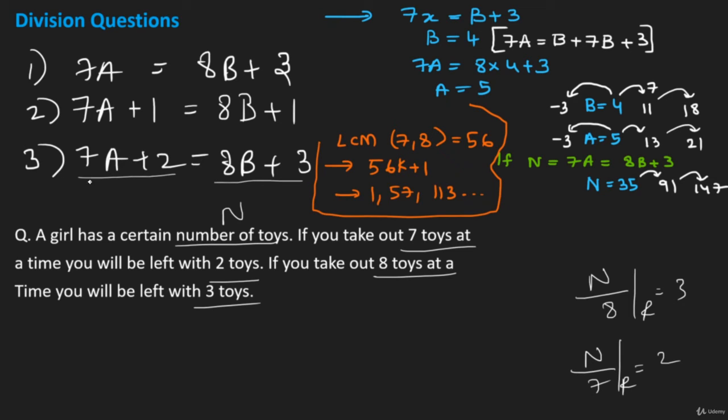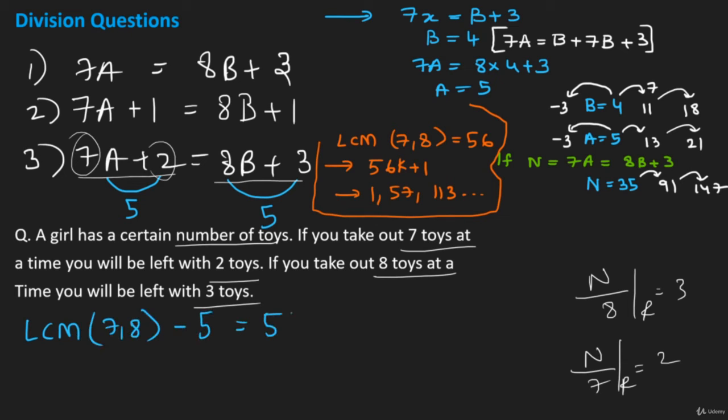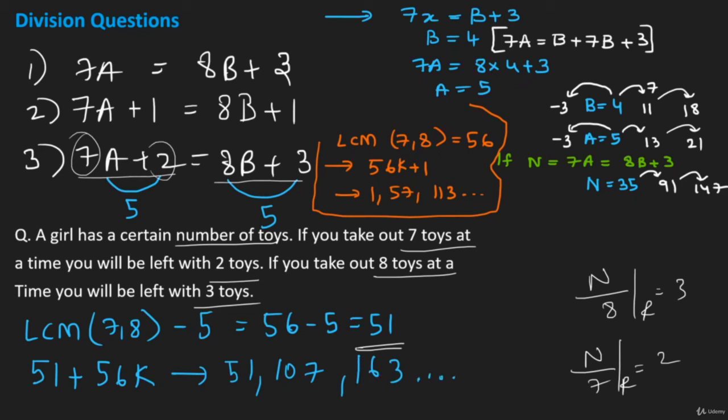Now here you can see that the difference between 7 and 2 and the difference between 8 and 3 both are equal, right? That's the speciality of this type of equation. Over here the difference is 5 and over here the difference is 5. Now if you want to solve this type of equation, all you need to do is find the LCM of 7 and 8 and subtract 5 from it. So that amounts to 56 minus 5, which is 51. The generic expression of this arithmetic progression will be 51 plus 56k, right? So when k is equal to 0, you will get 51. When k is equal to 1, you will get 107. When k is equal to 2, you will get 163, and it goes on like that.